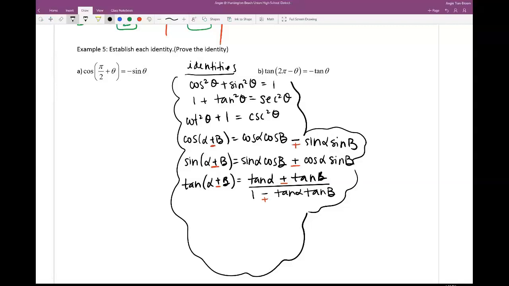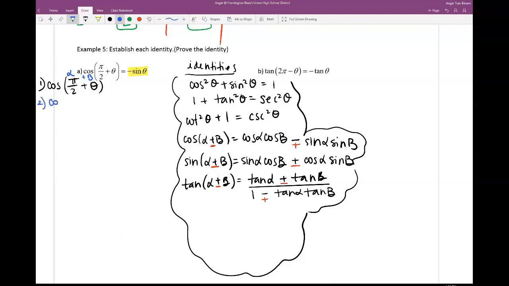Remember, the guidelines for writing proofs are still the same. You're going to pick the side that looks scary, right? In this case, this is cosine of pi over 2 plus theta. This has a lot more things going on. And this is your goal right here, okay? My goal is to change that somehow to negative sine of theta. Well, think of this as alpha plus beta. So I'm going to use that.